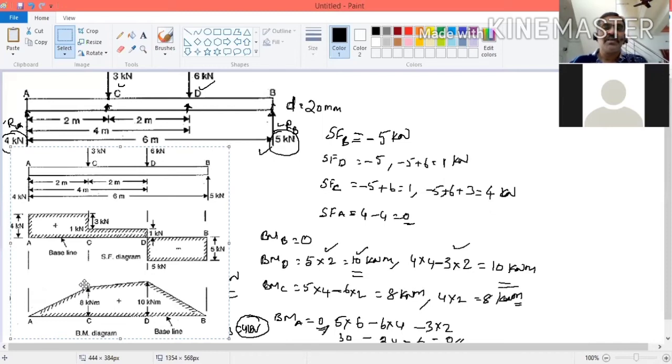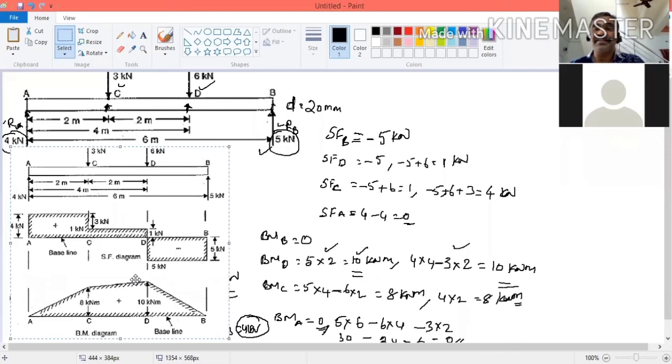Now, you can see in this diagram, leaving the supports, in between, at one point the line is crossing the shear force diagram. It is changing from positive to negative to positive. At which point? D point. At that point, the bending moment is maximum.